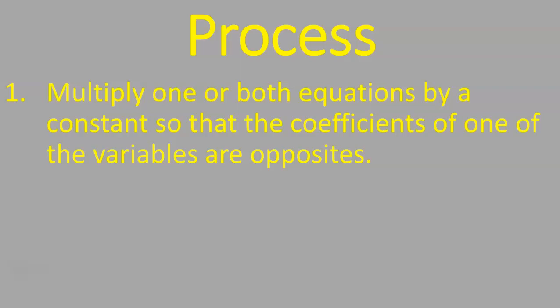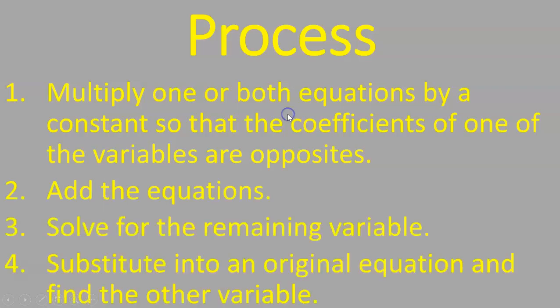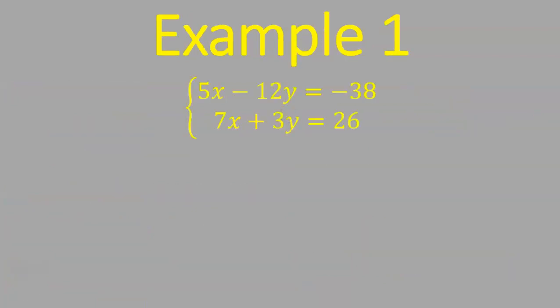Doesn't matter if it's x or y, we're looking for opposites. That would be like 5 and -5, 2 and -2, and so forth. You're going to then add the equations, solve the remaining variable, then back substitute. We'll talk about that process as we go through these examples. So here's the first example.